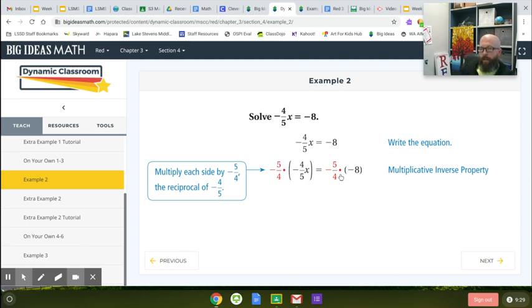So now this side, I'm also going to multiply by negative 5/4. So once I solve that, I get x is equal to 10. So negative 5/4 times 8, you put this over 1, and you end up with 40 over 4, which is 10, right? And since these are both negative, my answer is positive.